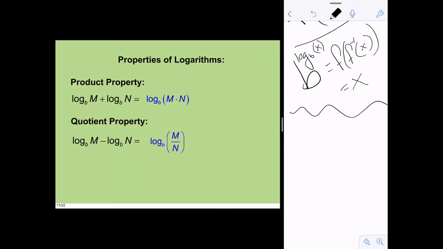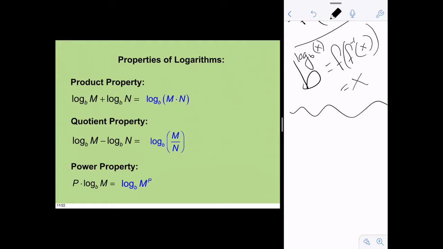Okay, finally, our last property, and this is the one that I think trips people up the most because it feels really, really weird, is the power property. What this says is that if I have a number times my logarithm, my log base b of m, what I can actually do is take that number on the outside and bring it inside of the logarithm.